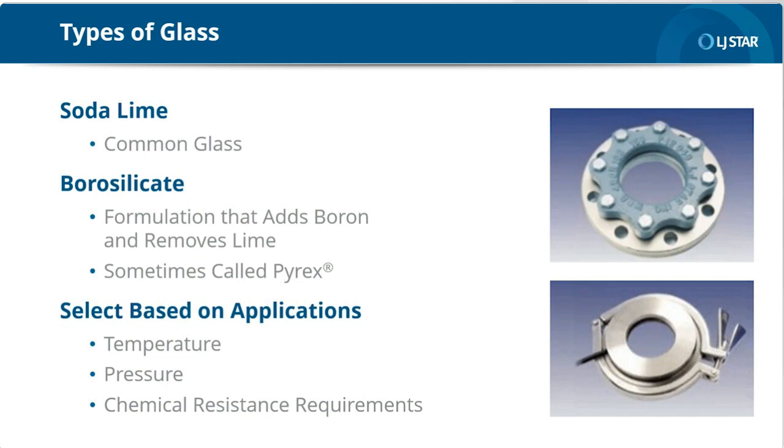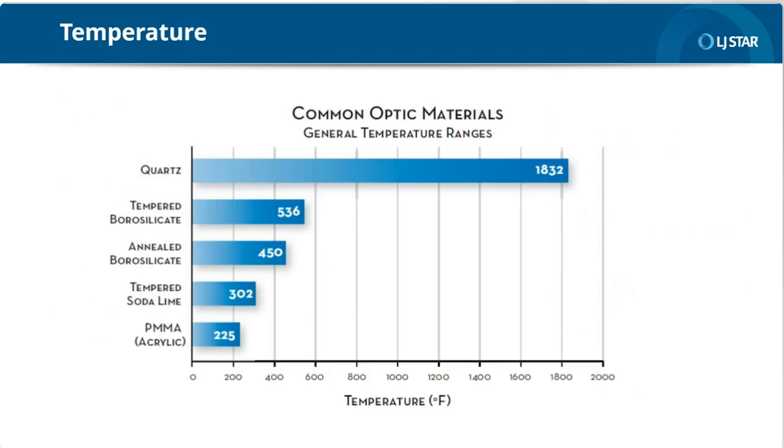Borosilicate is the best type of glass suited for use in most chemical and pharmaceutical applications. Select your type of glass based on your specific applications, temperature, pressure, and chemical resistance requirements. Let's talk about temperatures here. Soda lime is suitable for applications up to about 302 degrees Fahrenheit. Borosilicate handles operating temperatures up to 536 degrees Fahrenheit.